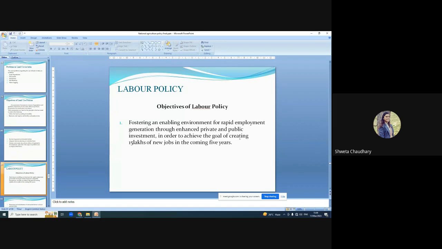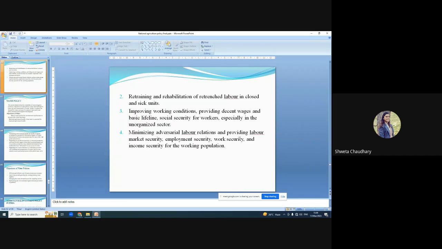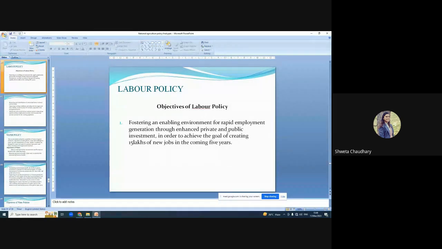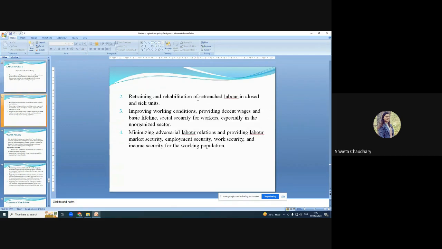Labor is a very important part of agriculture. So the basic aim is to provide them an environment so that they can grow better here, and they can get good job opportunities. Then rehabilitation of the labor in closed and sick units, then improving their working conditions and minimizing adversarial labor relationships. That is, they should be getting job security and a good working atmosphere. They should have social security also. Means if they are getting a certain income, some part of their income should be ensured for the future, so that they will be getting this much covered after their period of service.